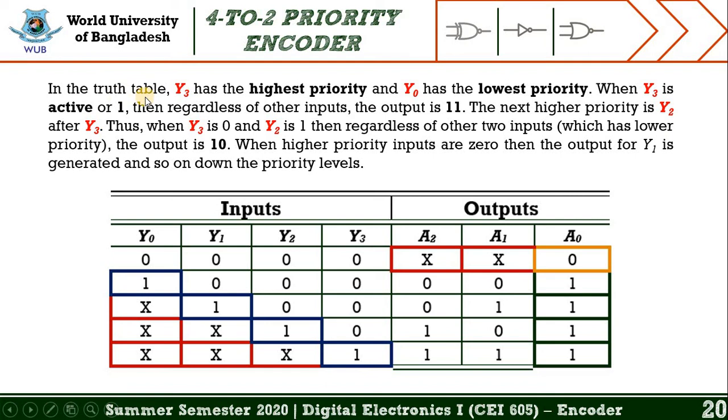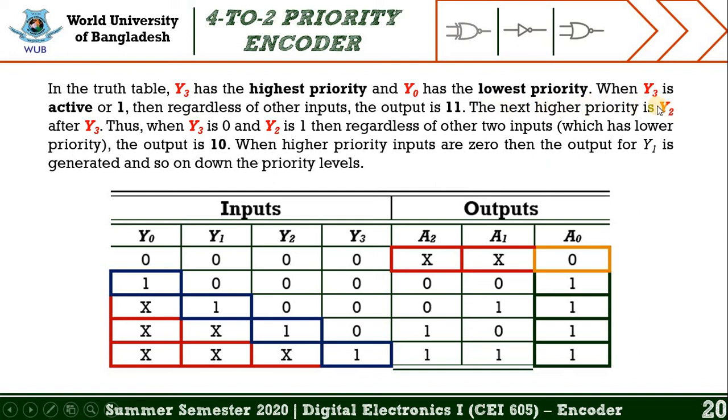Now in the truth table, Y3 has the highest priority. We have already mentioned this in the block diagram, so we don't need to worry about this matter. And Y0 has the lowest priority. When Y3 is active, or 1, then regardless of other inputs the output is 1 1. We have already seen this from the truth table, so we don't have any confusion or worries about this matter.